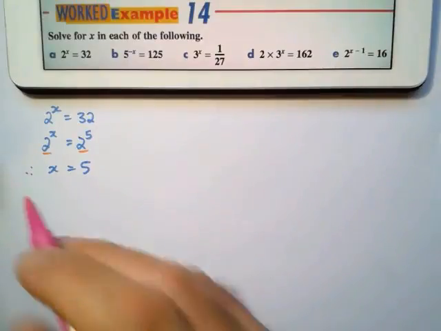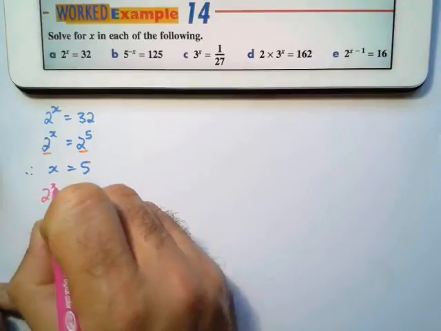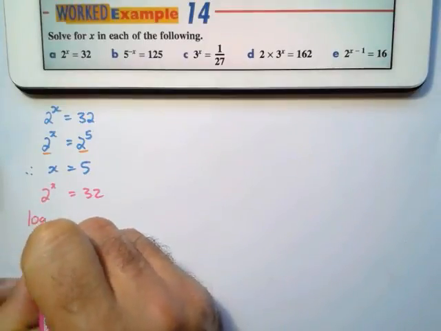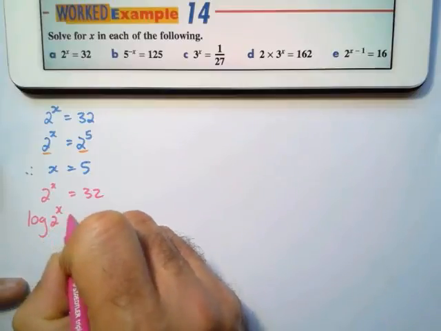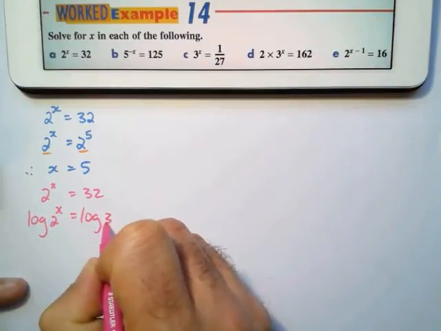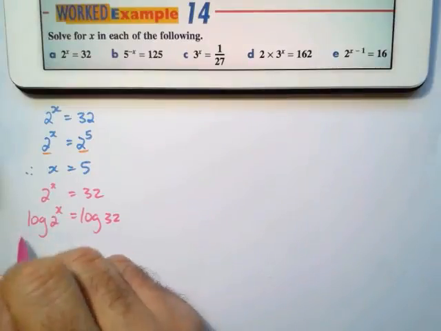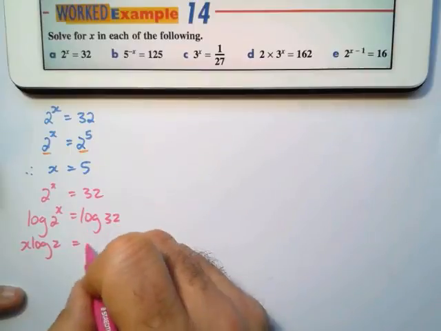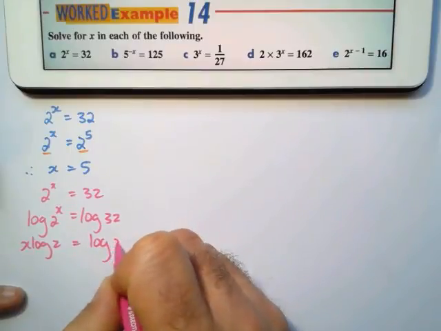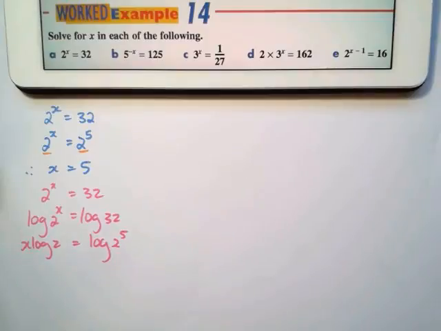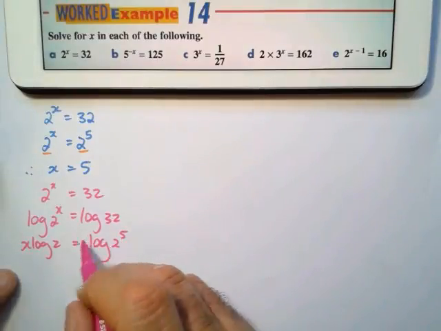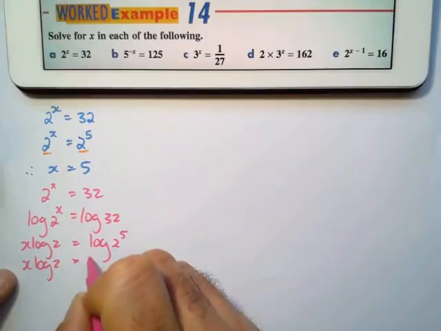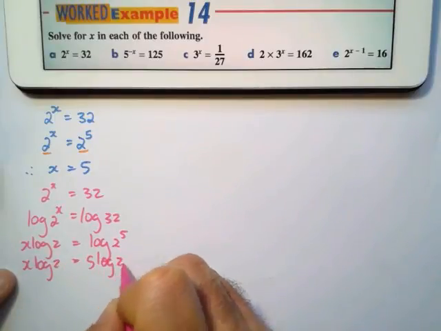You bet ya. If I have 2 to the power x equals 32, what I can do is take log on both sides. I can say log 2 to the power x equals log 32. I can move the x to the front. I get x log 2. And I'm going to write log 32 as log 2 to the power 5. I'm then going to move the 5 to the front, so x log 2 equals 5 log 2.